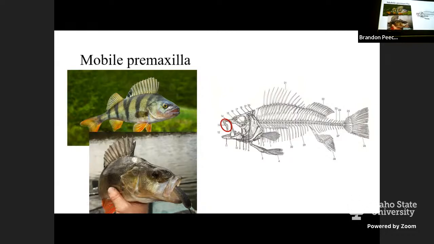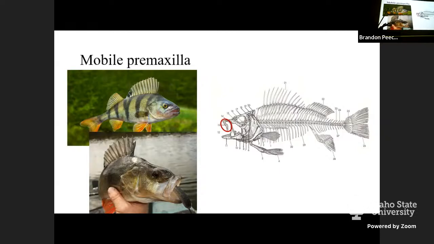Here's a perch with its premaxilla extended, this mobile premaxilla. By making their mouth volume suddenly much bigger, they create a vacuum effect. So when they're feeding, they do this, and that just sucks the immediate water into their mouth. They don't even have to bite onto something effectively. They can suck it in by just opening the mouth and creating a little vacuum.